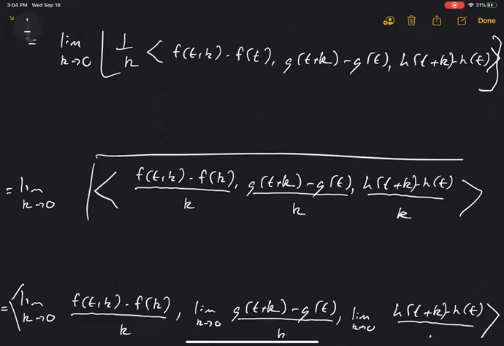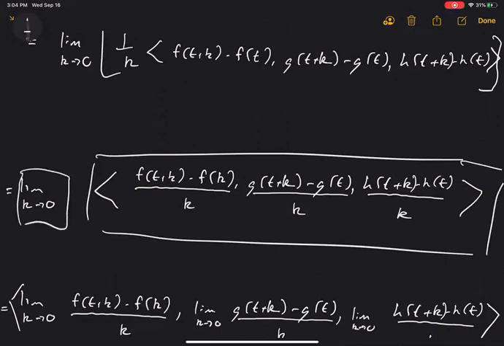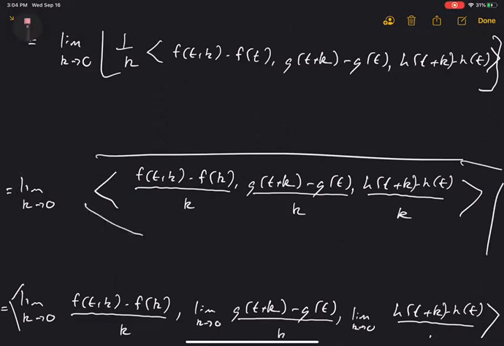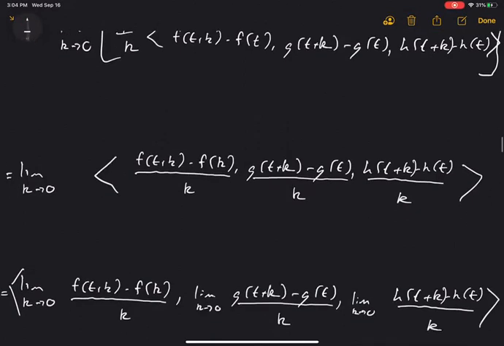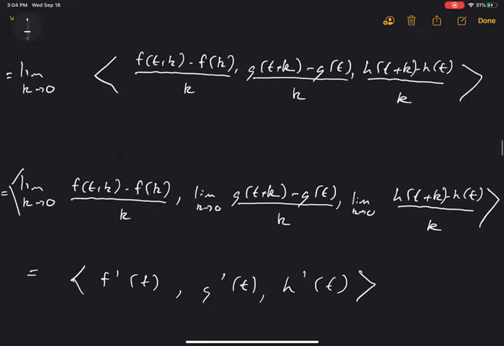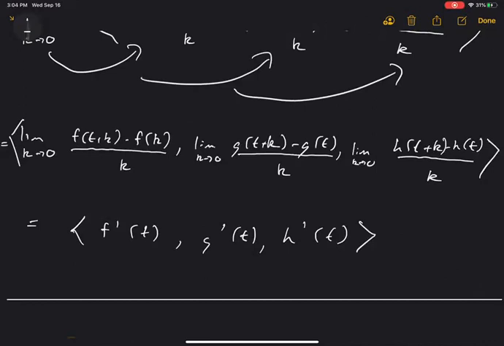So now I end up with this vector, and I have a limit out front. So now I'm pretty much as simple as I can be with this fraction. But now, remember when we have a limit of a vector valued function, we can take the limit inside the vector. So I'm going to take the limit inside and look at the limit of each component.